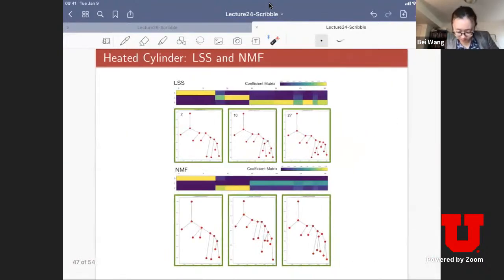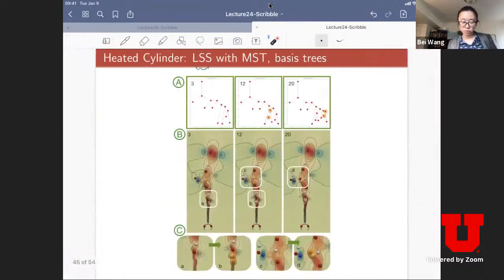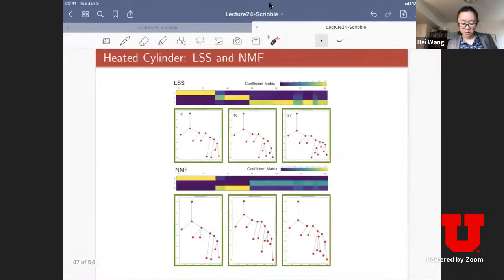So for example, in this case, if I use a different column selection, I will get 3 different basis trees that are not the same basis as before. But again, if you look at the structure, you will still see that those 3 columns are not the original ones, which were 3, 12, and 20. Here, instead, I'm choosing trees 2, 10, and 27.